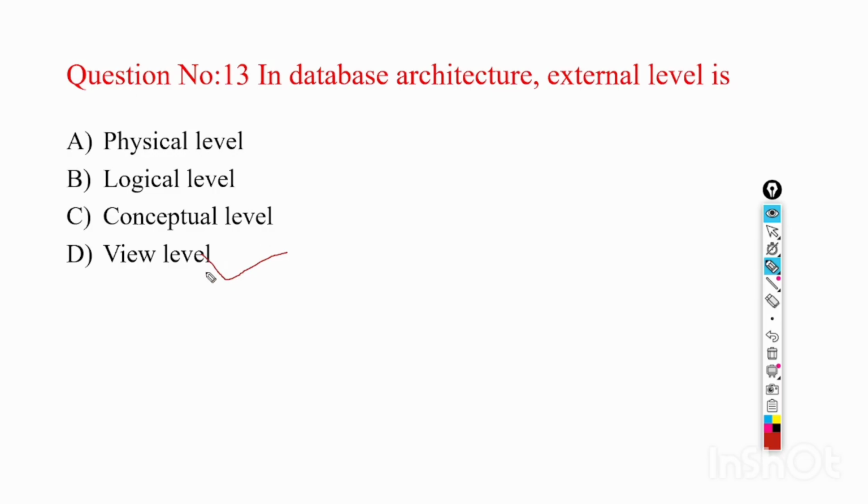Okay, now moving to the next question. Question number 13. In database architecture, the external level is what? Just now we discussed the 3-level architecture. Now tell me what is the correct answer? The external level we call the view level. The correct answer for this question is that the external level is nothing but the view level.